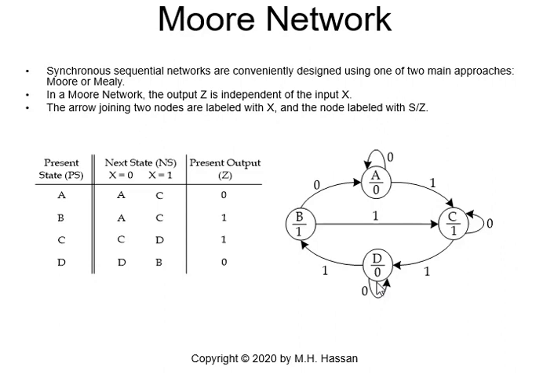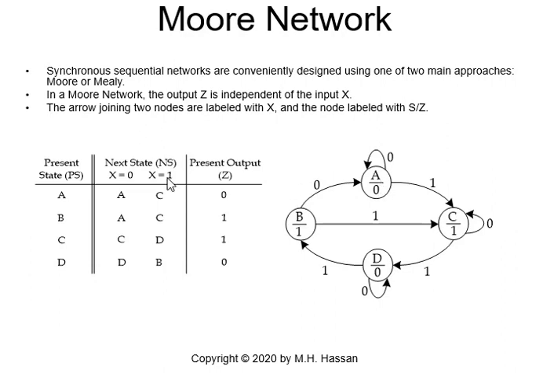Now, what will the network do if X changes? If I am in state A and the input X is 0, I will stay in state A. The present state is A, and the next state will also be A. It means there is no change in the state. I'm staying in state A. So on the arrow, we have the value, as you see here. The arrows joining two nodes, or maybe the same node, are labeled with X. So if X is 0, I'm staying in state A.